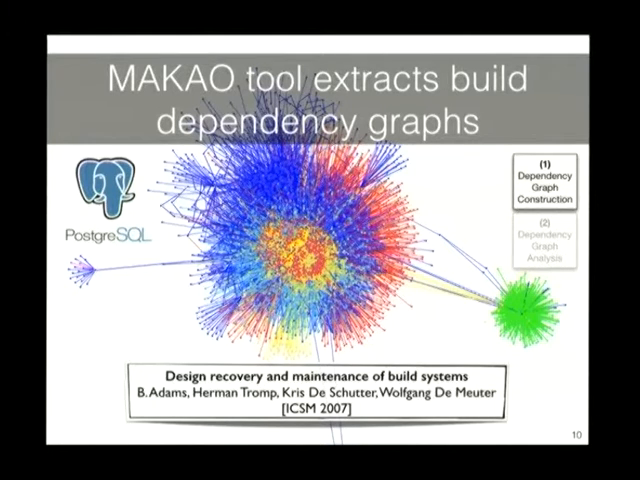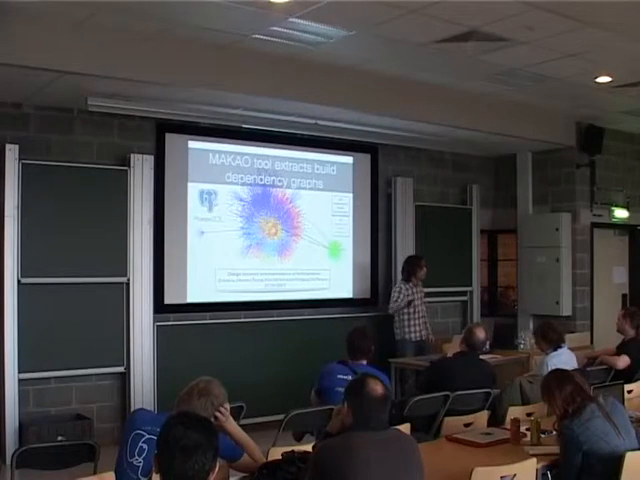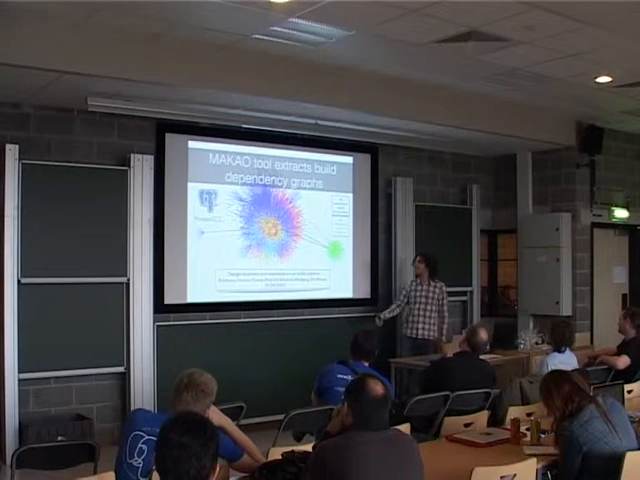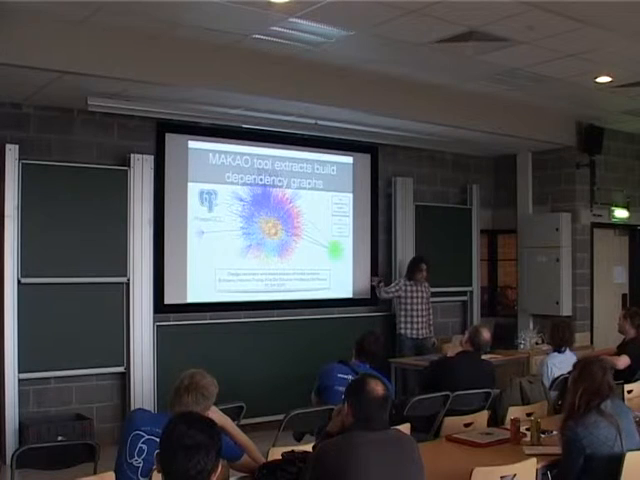So we use this tool called MAKAO, which is a tool that will parse a debug trace of a build, and it'll understand recursion as well and piece together the dependency graph. So what I'm showing here is actually Postgres 9.2.4, which is probably ancient for you guys now, but that's the version that we studied. And this is the dependency graph.